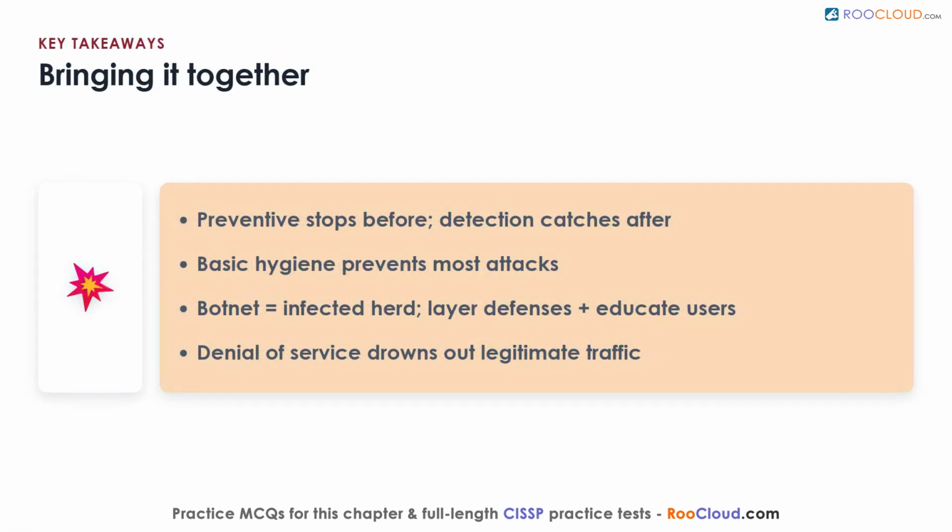So let's bring it together. Preventive controls stop activity before it happens, while detection controls catch it after. Basic hygiene, patching, trimming services, firewalls, anti-malware, and configuration management prevents most attacks. We study attack shapes so we can recognize and respond fast. A botnet is a herd of infected machines under one criminal's control, best countered with layered defenses and educated users. And denial of service, whether from one source or a distributed flood, aims to drown out legitimate traffic. Next, we will dig into specific flood attacks and how each one works.